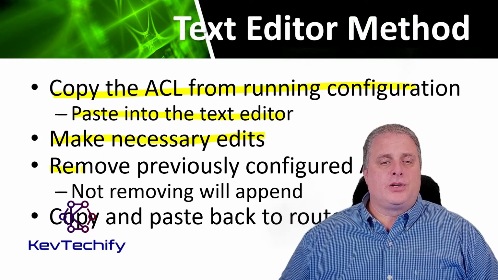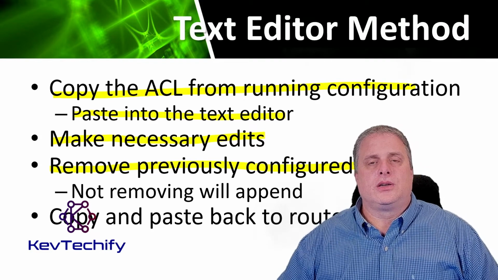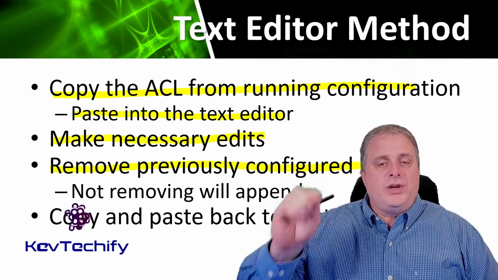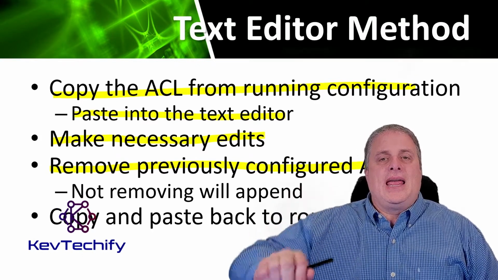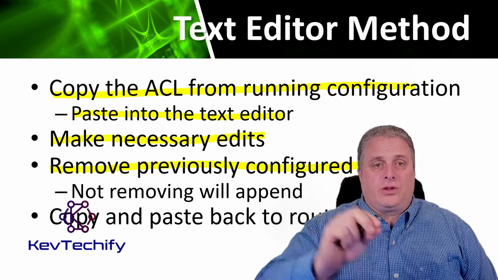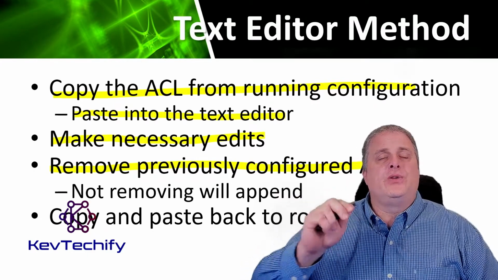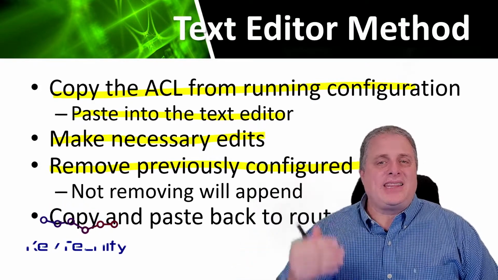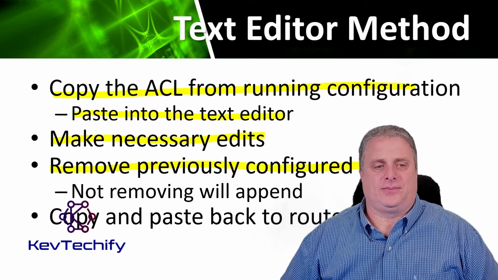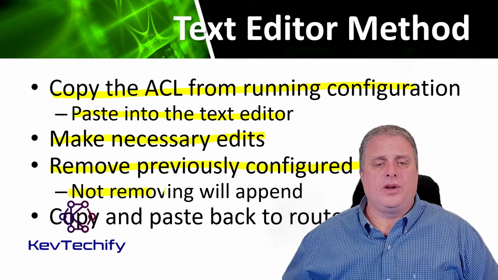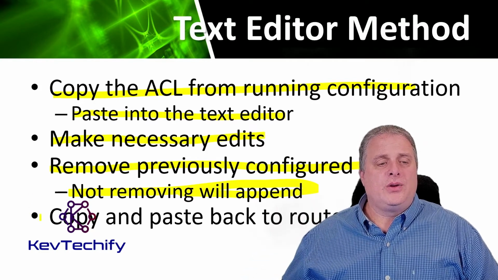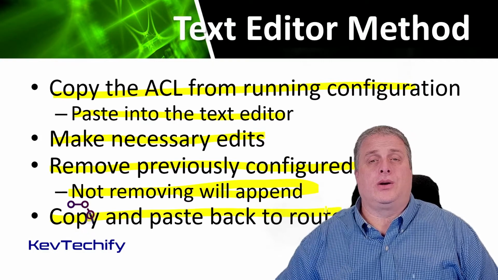The third step is to remove the previously configured access control list. On the router, you have to go in there and remove it. If you don't, when you paste in that edited access control list, it's going to append those commands. It's going to add them at the end, so you're going to have a whole lot of extra commands in there. So if you don't remove it, it's just going to append it at the end. Once you have it removed, then you can copy and paste it back into the router.